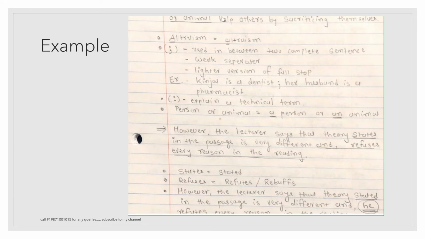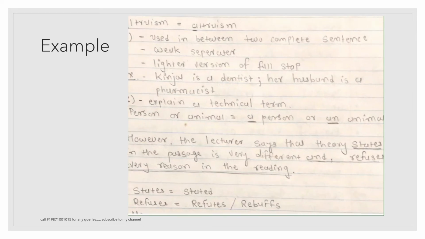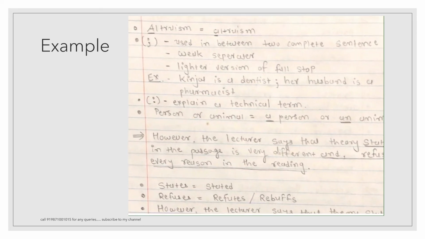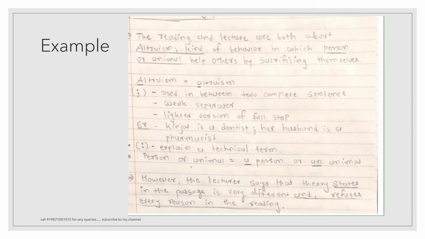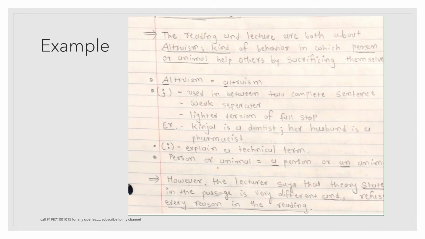So here there is a correct example of a corrections log which is made by one of the participants here, and this is the sentence which is incorrect. So as you can see, what is written here is: the recording and lecture are both about altruism; kind of behavior in which person or animal help others by sacrificing themselves.